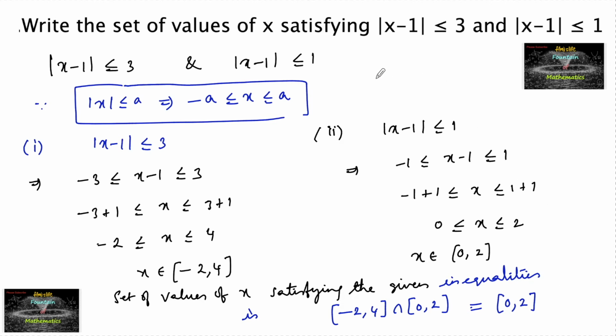So let me explain here by taking the number line. The first solution is minus 2 to plus 4, and the second solution is 0 to 2. So from minus 2 to 4 and 0 to 2, the common solution you are getting here is 0 to 2. So we can consider that 0 comma 2 including both 0 and 2 is the solution. Okay, right. Thank you.